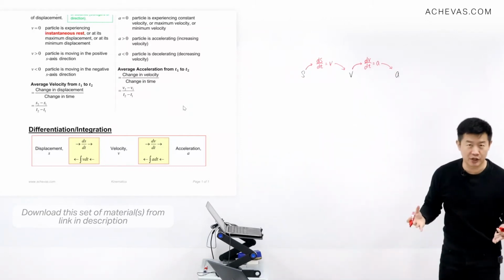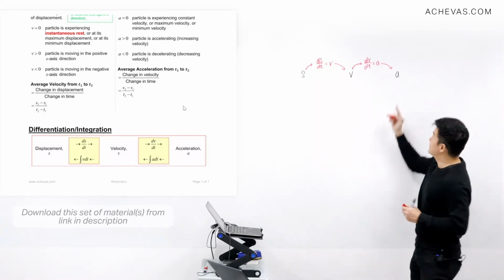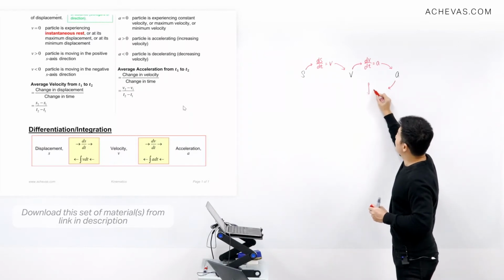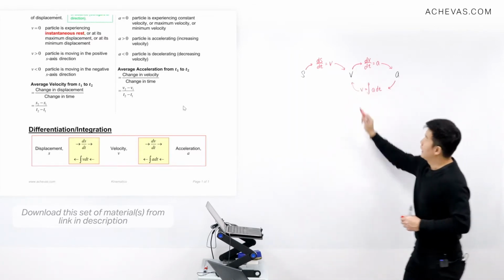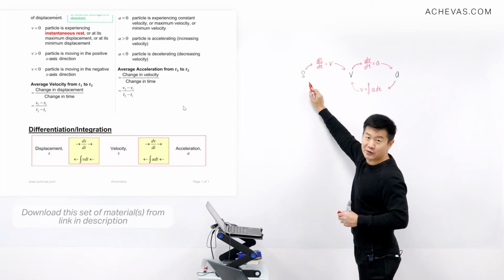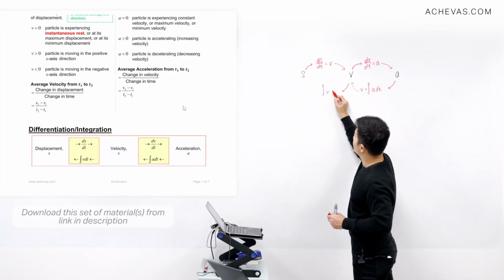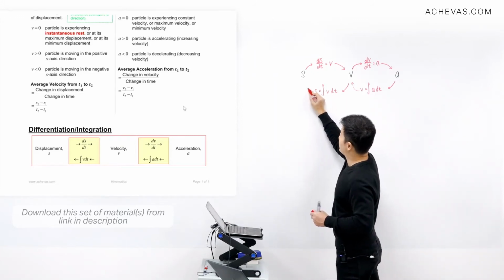And how about integration? Integration is the reverse process of differentiation, which means that if I have the acceleration, we just need to take acceleration and we integrate the acceleration with respect to t. This will give us back the velocity. And if I were to reverse the process of differentiation for velocity, I take the velocity, v, and I integrate it with respect to t, it will give me back the displacement.